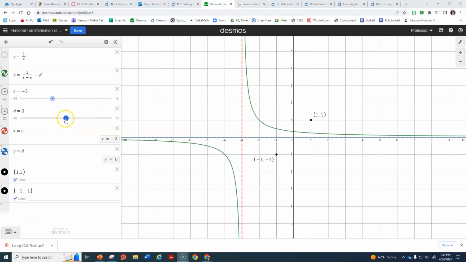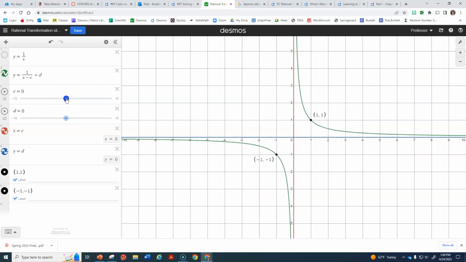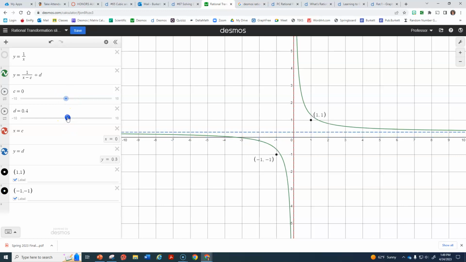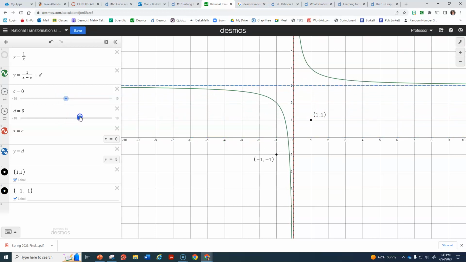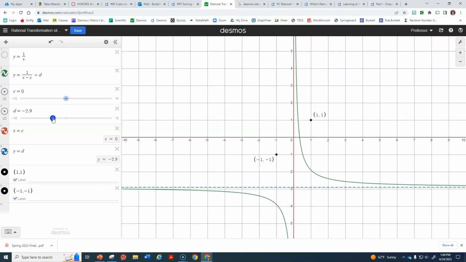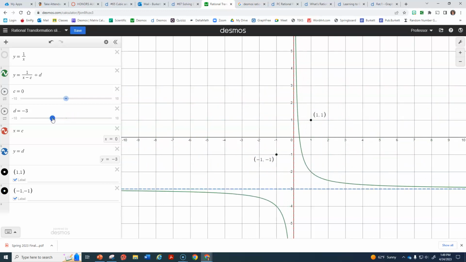And D will, of course, shift it up and down. Remember, the starting value for C and D is 0, 0. If you change D, it's going to shift it up. That's going to change the horizontal asymptote and the range. If you put minus, it's going to change the horizontal asymptote and the range, and it's going to shift it down.